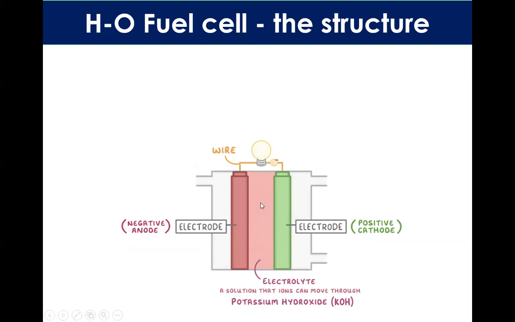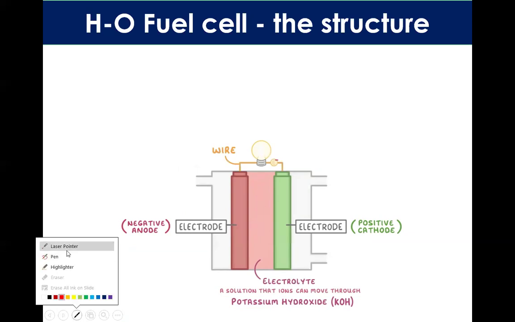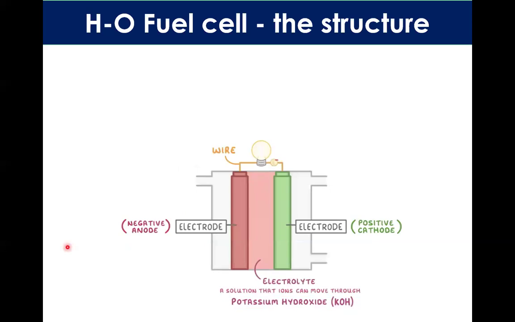So the fuel cell consists of two compartments. So right here, I'll just open up the laser pen. So this is a pointer, yeah. So we have two compartments in a hydrogen oxygen fuel cell, right? Can you guys still hear me? Yes. Okay, sorry.